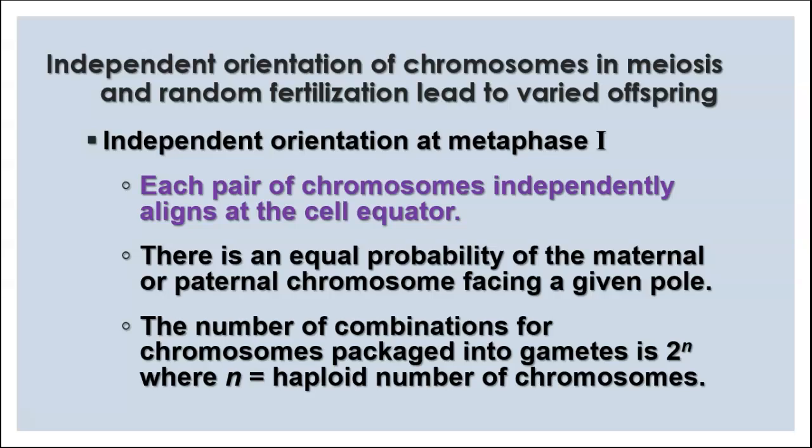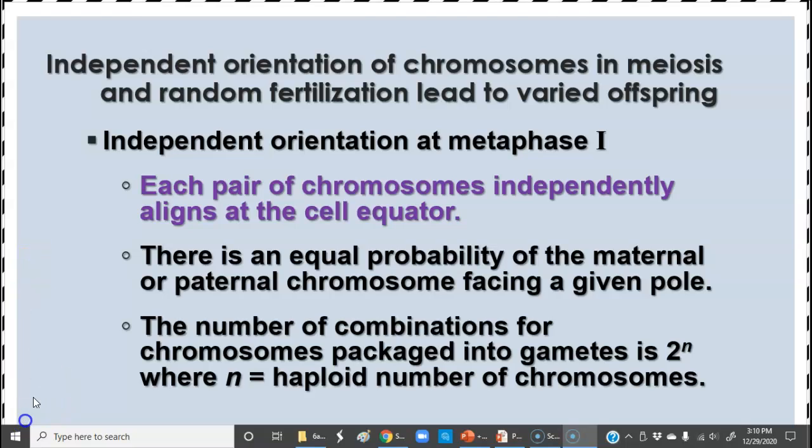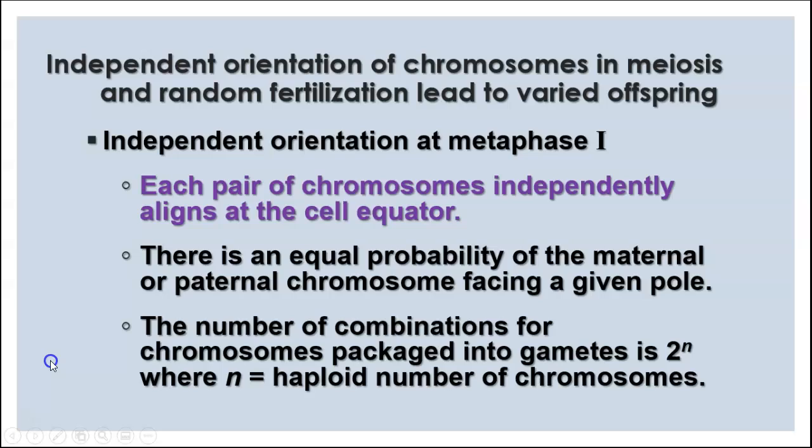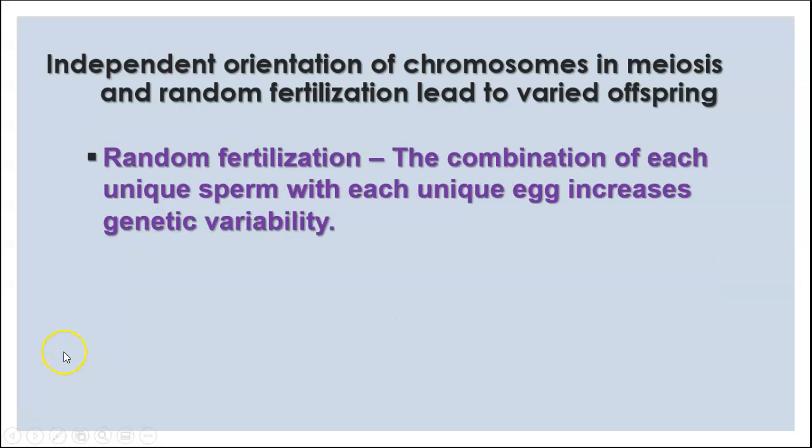And you can calculate the actual possible combinations for the gametes, for the chromosomes, as 2 to the n power, where n is equal to the haploid number of chromosomes. And so in the case of humans, that would be 2 to the 23rd power. That gives us something like 20 trillion different combinations in humans. So lots of different combinations that you can have there of those chromosomes.